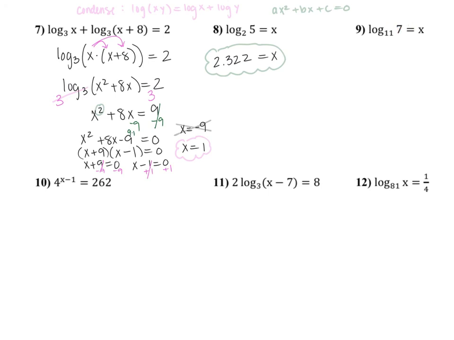This one here is like the same scenario as part 8. So this one, the x is already by itself. All I have to do is figure out what is log base 11 of 7. And so I'm just going to use my calculator here, go to log base, type in 11 and then a 7, and I get 0.8115. So I'm going to round to 2, and then that's it.